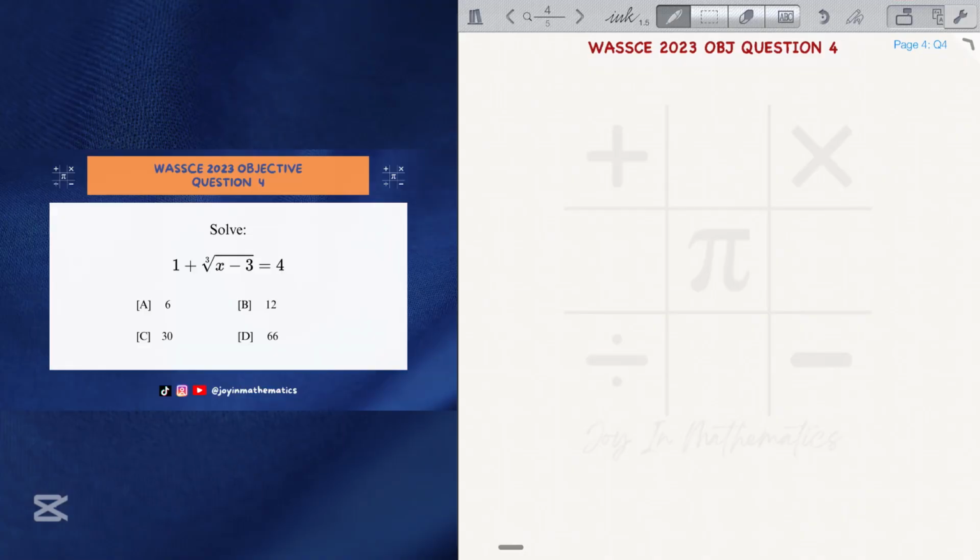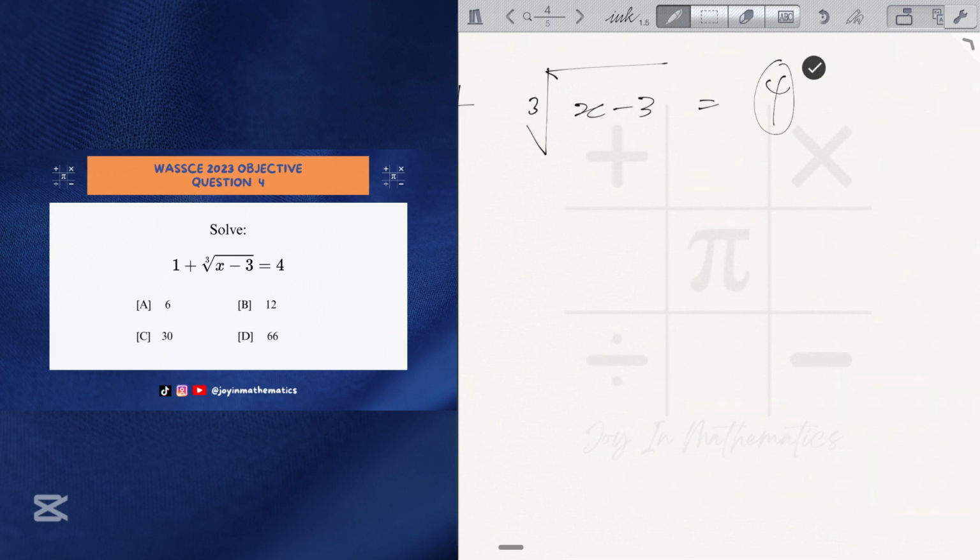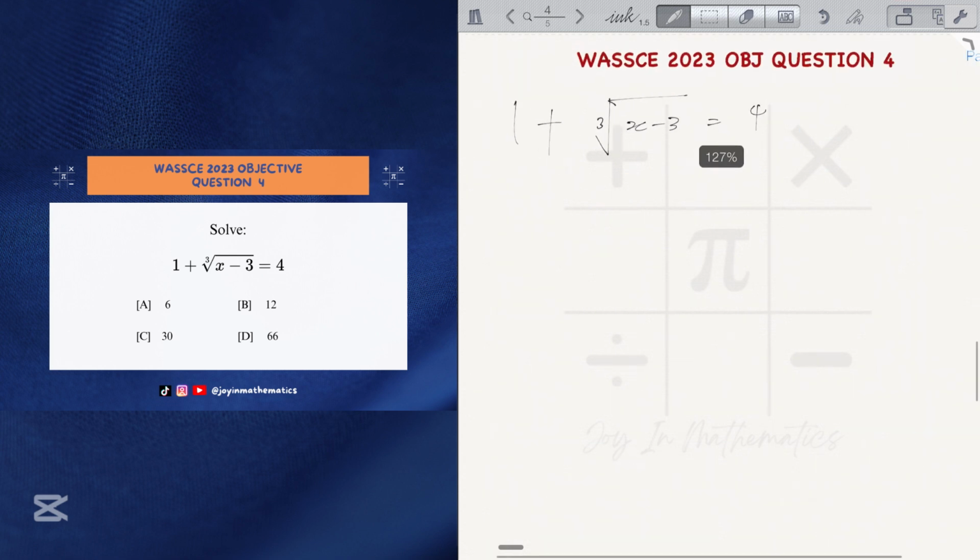And moving on to WAEC 2023 objective question 4. You have the question also on indicial equations. So we are given 1 plus the cube root of x minus 3. Let's rewrite this. So we have this to be equal to 4, and we're asked to find the value of x.